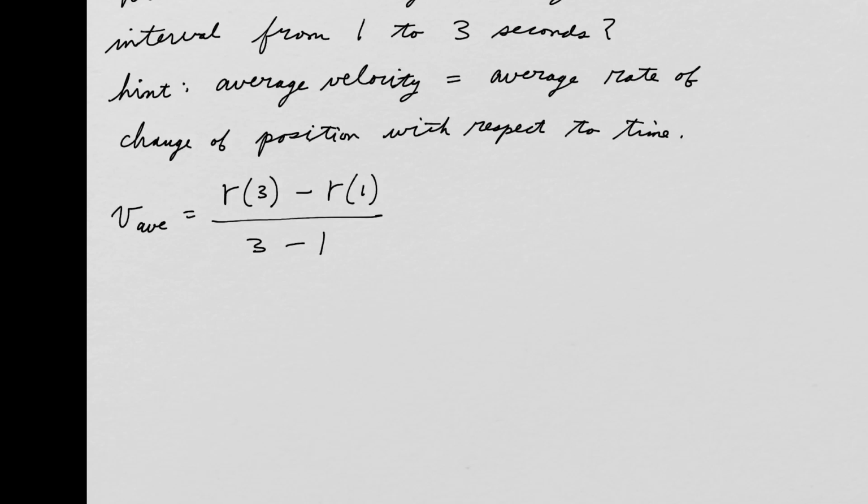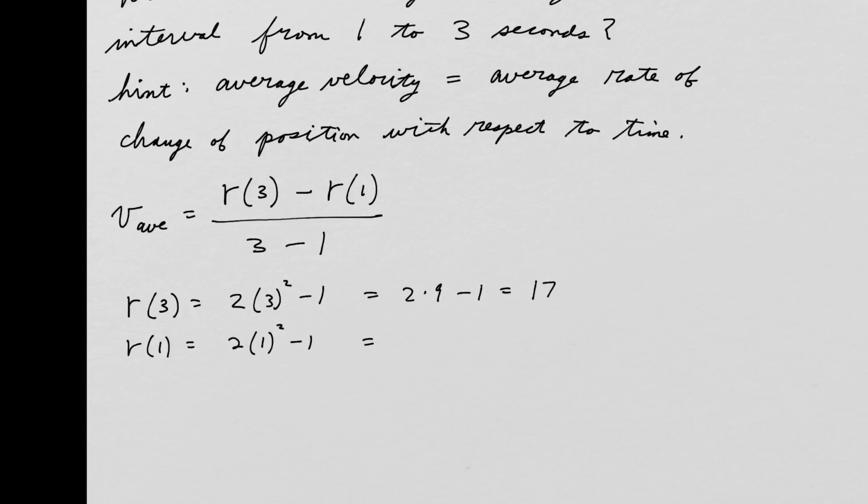So if we work this out, the position at 3 seconds. So I go to my function, and where I have a t, I plug in 3. So in this case, I have 2 times 3 squared minus 1. Well, this is going to be 2 times 9 minus 1, so that's going to be 17. And then I want r at 1 second. So now wherever I have a t, I plug in a 1. So this is just going to be 2 times 1 minus 1, which is just 1.